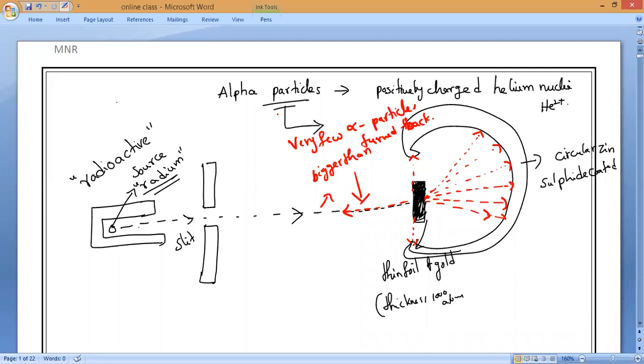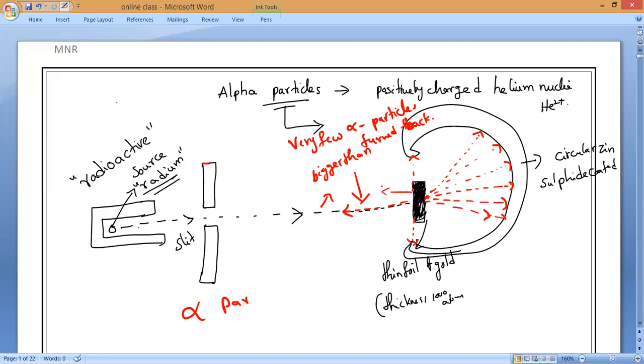He did not expect such large deflections. Why? He assumed that alpha particles are much heavier than protons. So he expected that alpha particles would be deflected by these subatomic particles present in the gold, but you can see he did not expect such large deflections. He expected almost all the particles to come back.